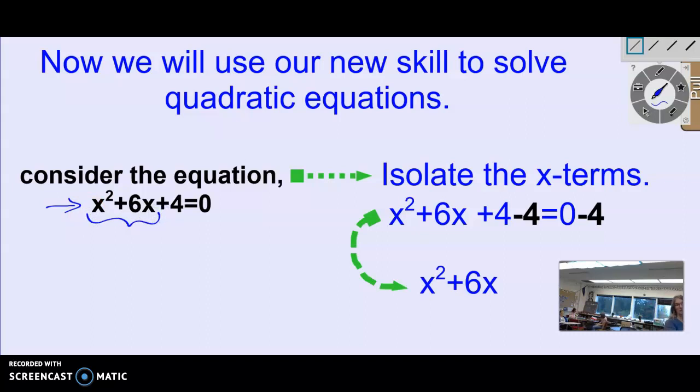So what I'm going to do first is subtract 4 from both sides, which is written over there as well. But I get x squared plus 6x, and I'm going to leave a blank space because I'm going to add something here to complete the square.